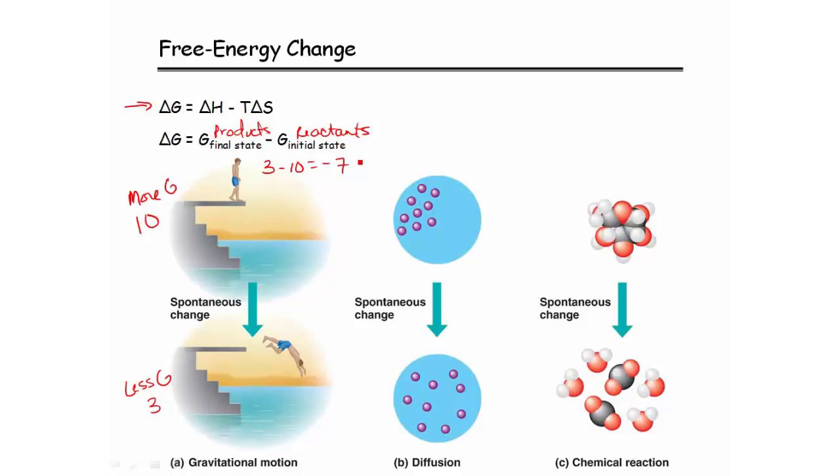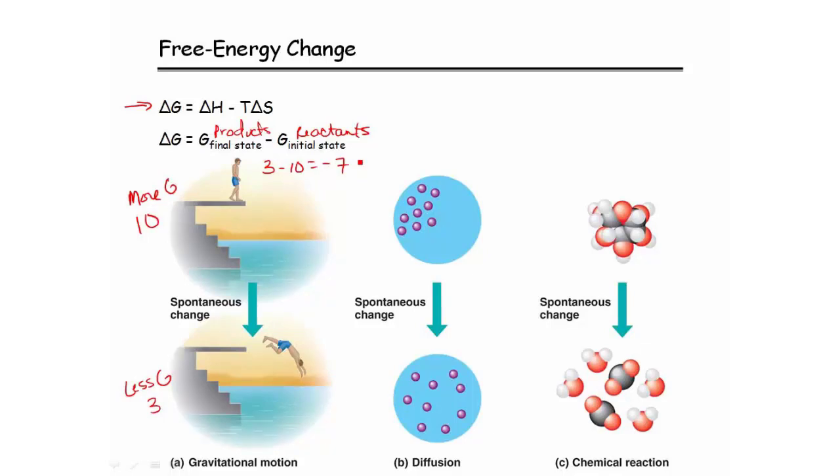Now, what's important to us in this chapter is not the 7, but the fact that that number is actually negative. So if you have a negative delta G value, as we do in this first example, then that will mean that that's going to be a spontaneous reaction. In other words, if that diving board does not physically hold him up, he will fall to the water. So that's the natural tendency, that he will fall right into the water.